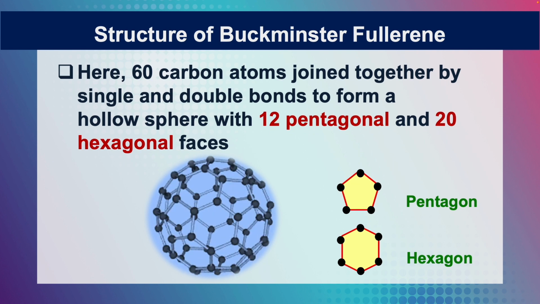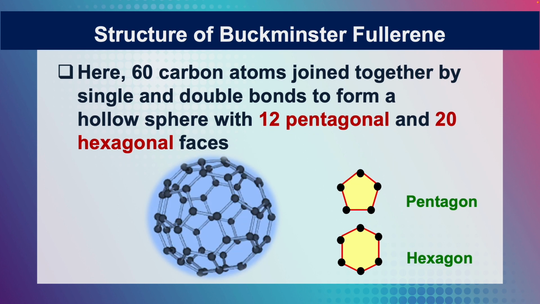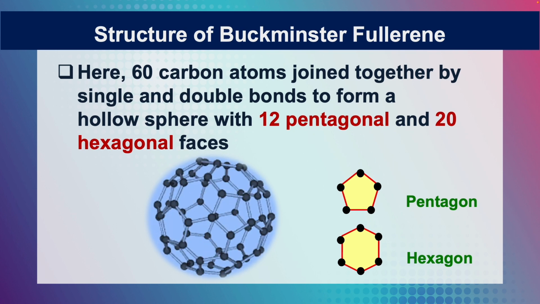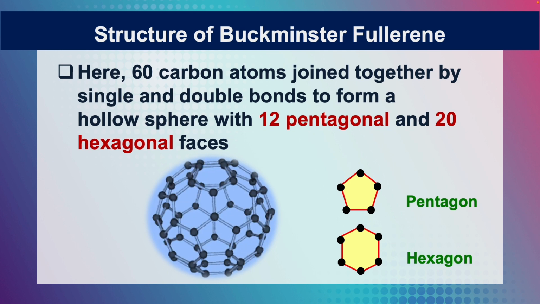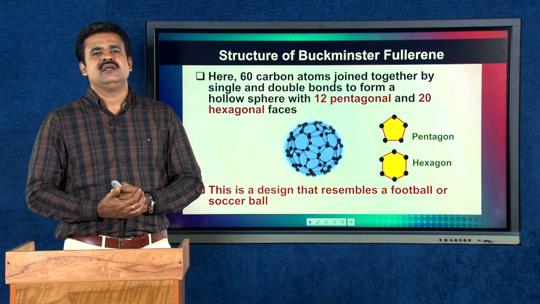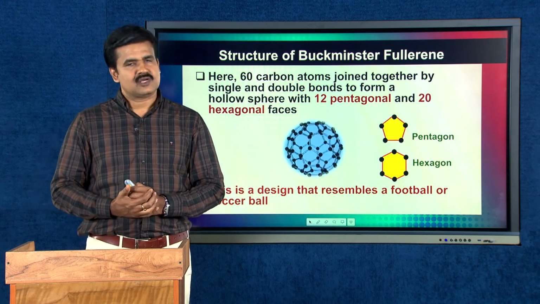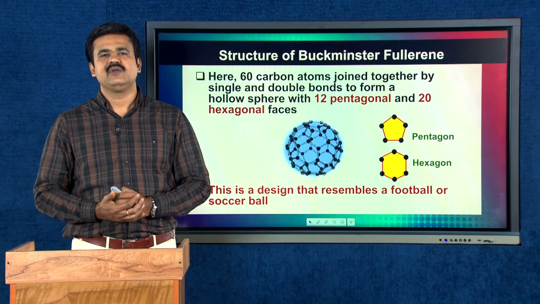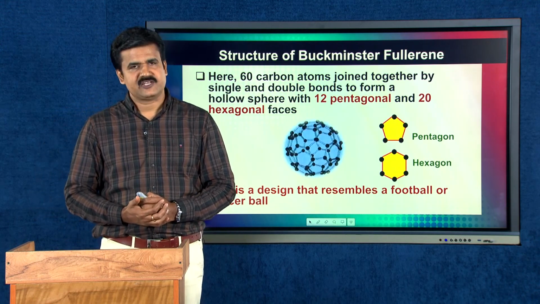In that rotating structure, you can see pentagons and hexagons, and you have to remember the fact that no two pentagons share an edge and no two hexagons share an edge. This is a design that resembles a football or a soccer ball. That is the peculiarity associated with the structure of Buckminster fullerene.